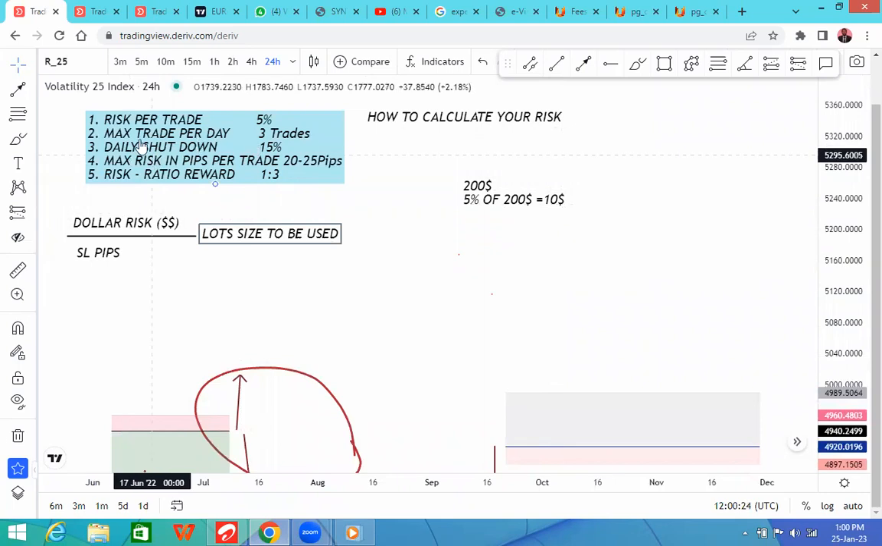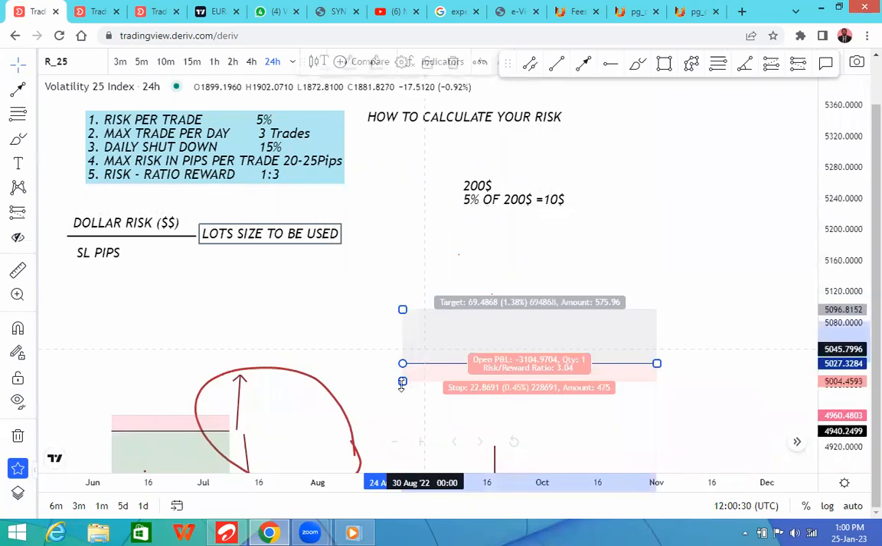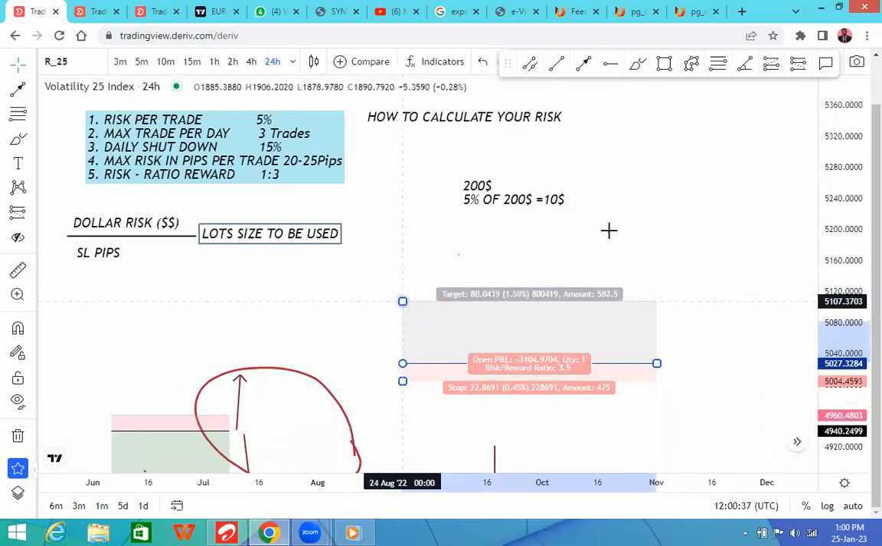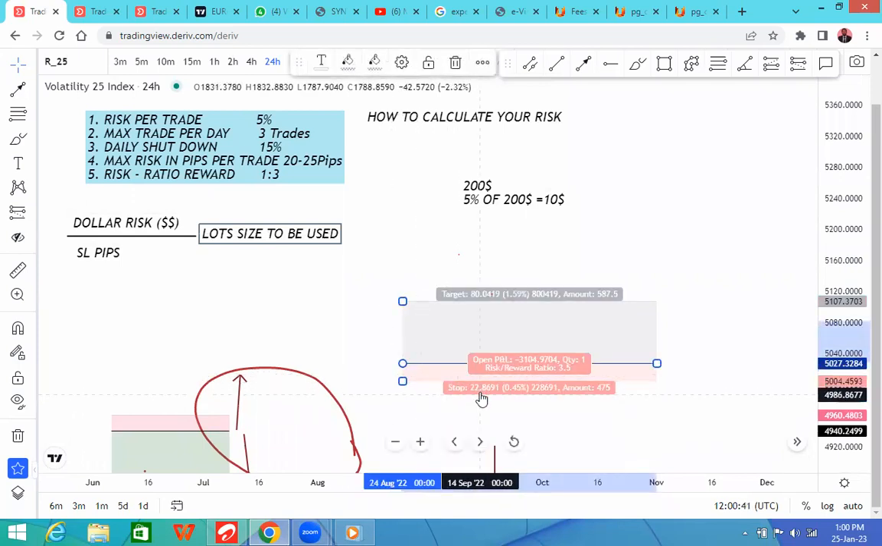Now, I'm going to take three trades. Let's leave that. Let's go to what is the risk in pips. So I want to buy, and this is 22 pips. This is 1 to 3, 22 pips. Okay, this is 3.5. So you can see 22 pips, 22.86.